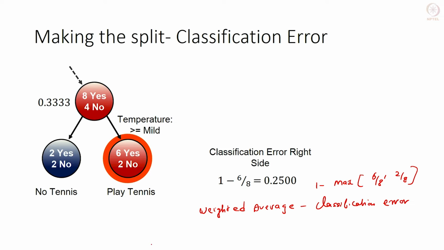Here the weighted average corresponds to the weighted average of the two nodes here. Okay. So, you can call this the parent node and these two the two child nodes. So, we have to calculate the weighted average of these two. So, then how do we do that?